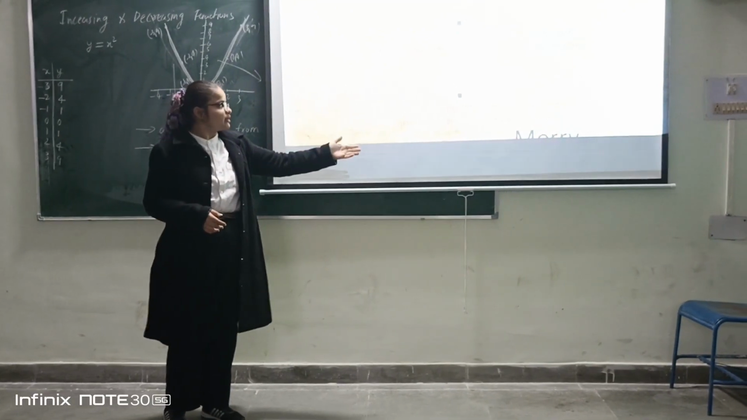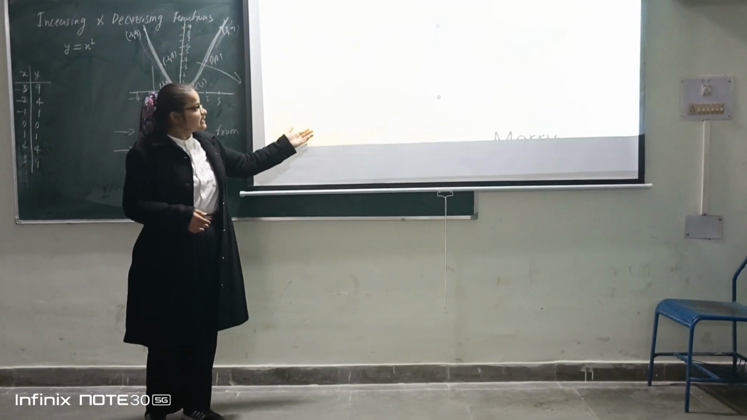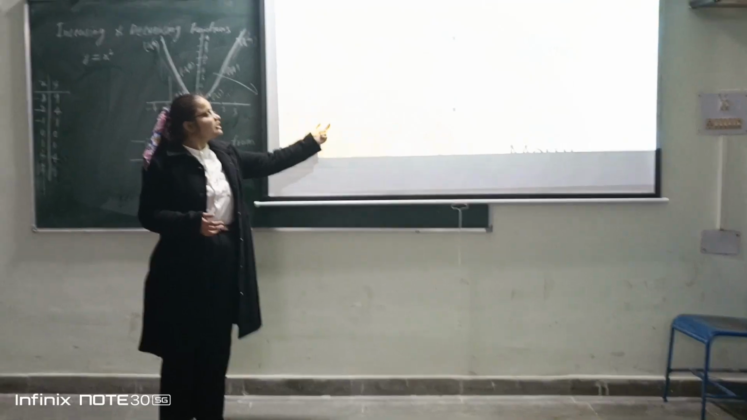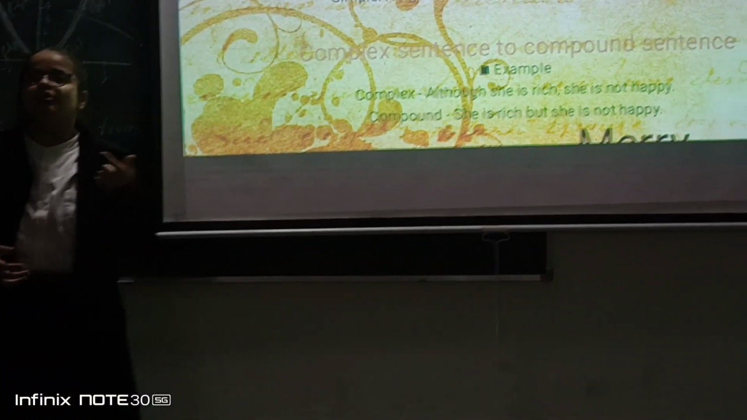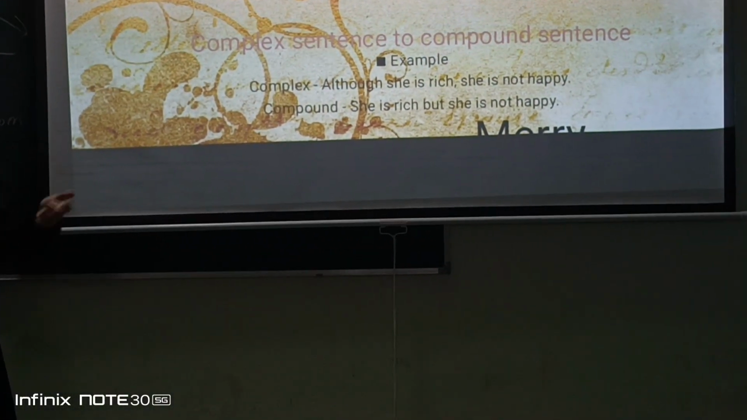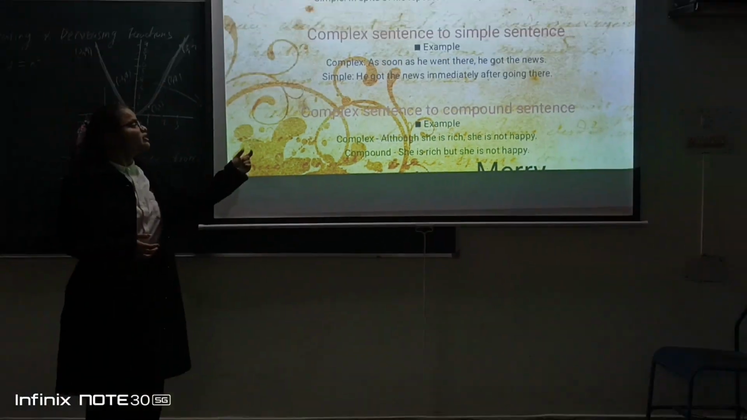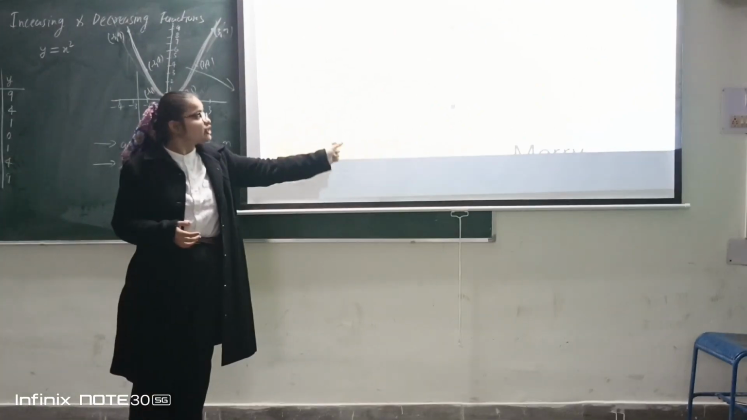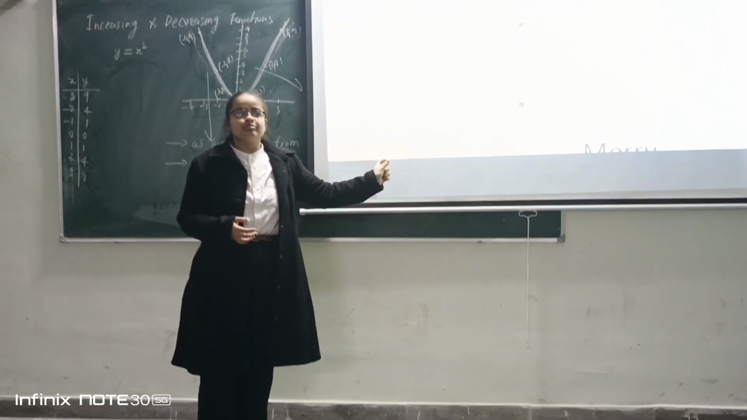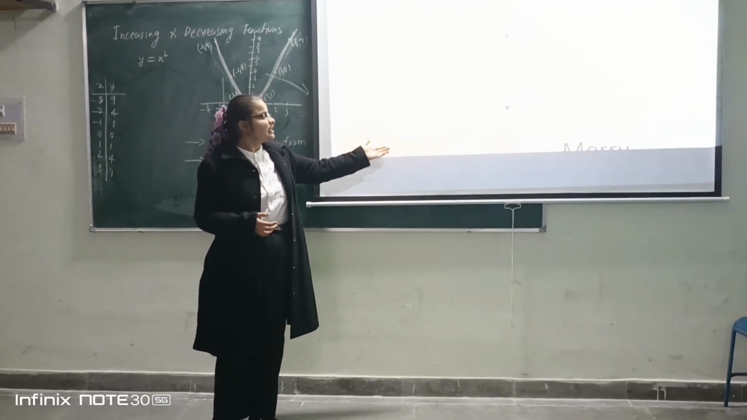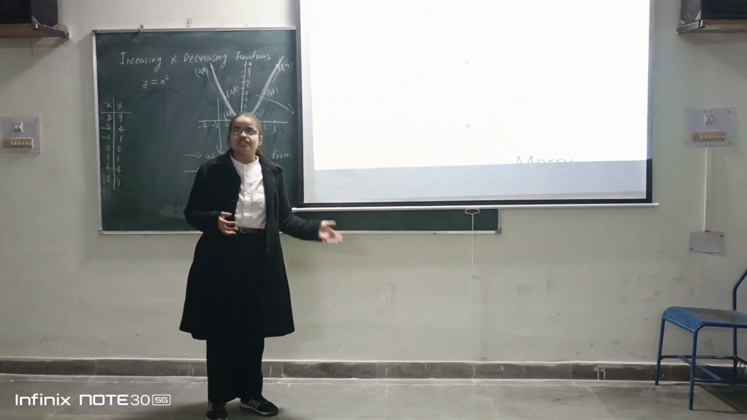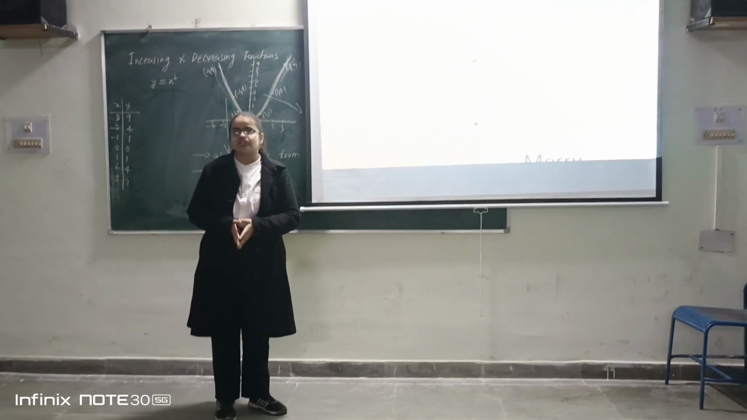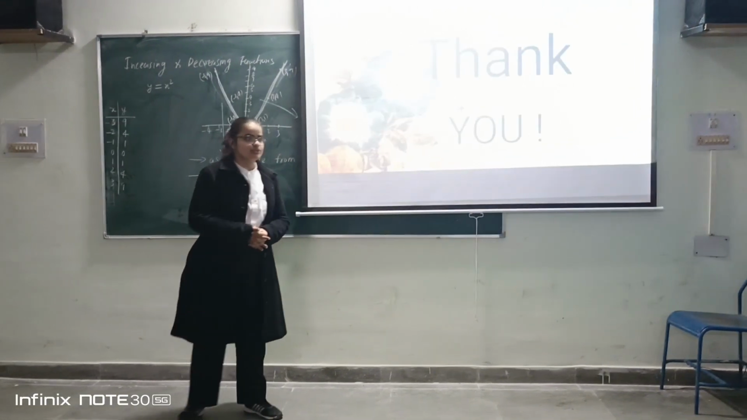Complex sentence to compound sentence. Complex sentence: although she is rich, she is not happy. We can again observe that the clauses are joined together with the help of although, which is a subordinating conjunction. Converting it into compound: she is rich but she is not happy. The use of although has been changed with the use of but, which changes it from a complex sentence to a compound sentence. With this, we sum up all the kinds of transformation we can study on the basis of the structure of a sentence. Thank you.